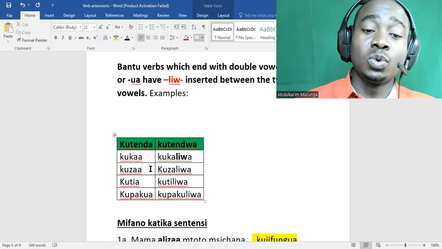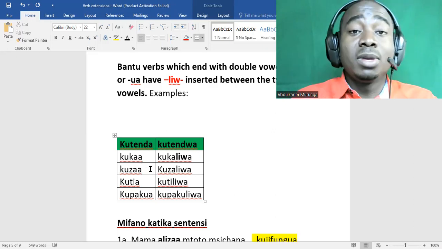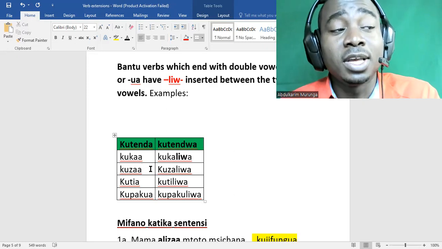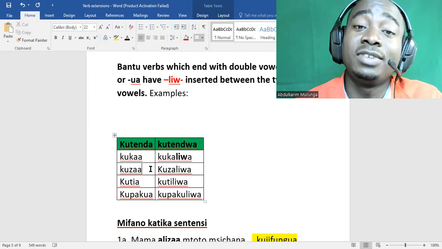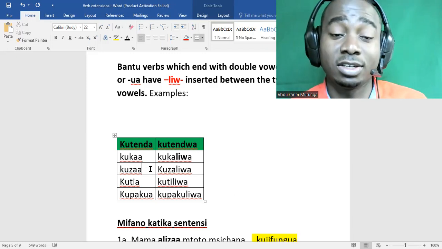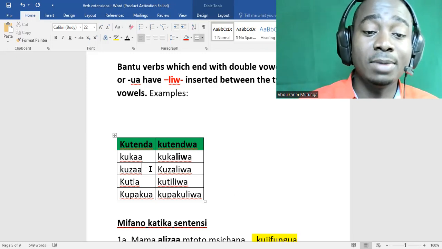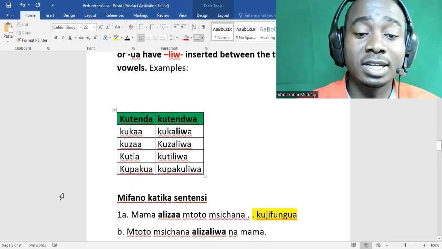Kupakua is to serve food. Maybe you say, I'm serving food, ninapakua chakula. Then kupakuliwa is to be served, like the food is being served. Sawa? We have the example in the sentence here.